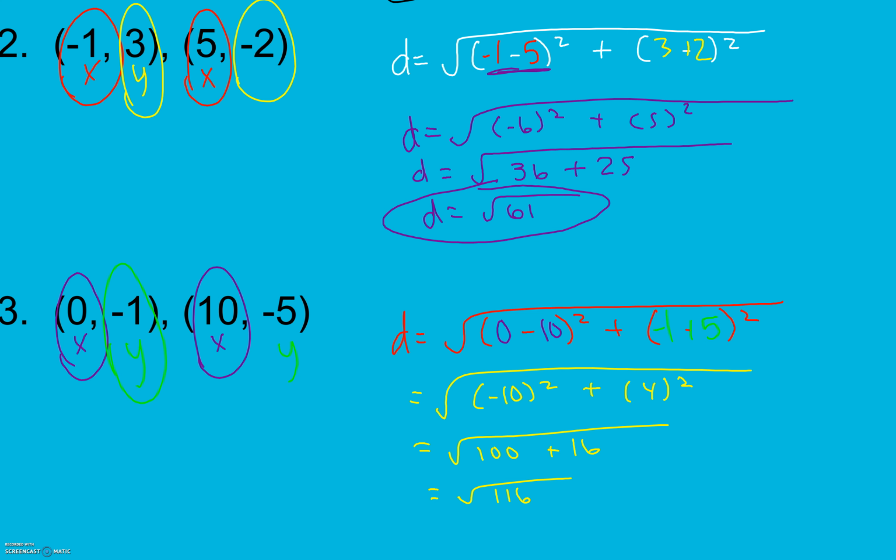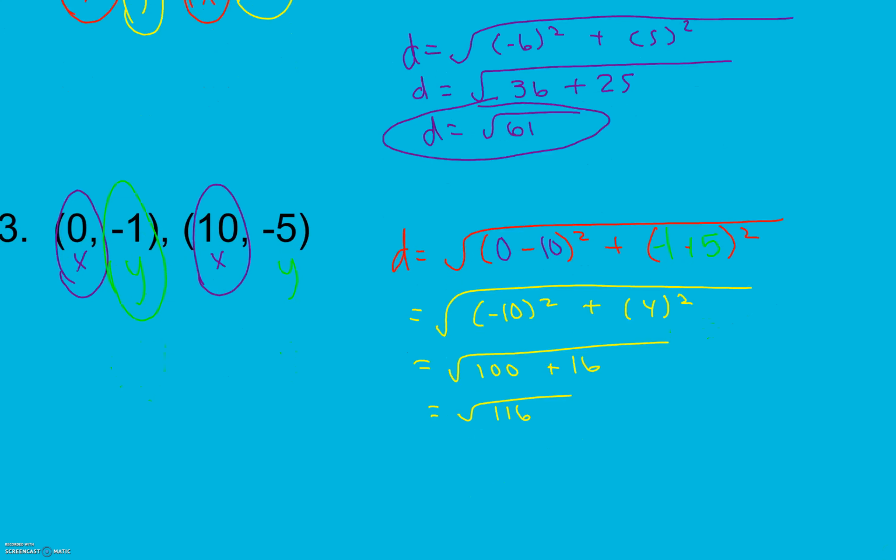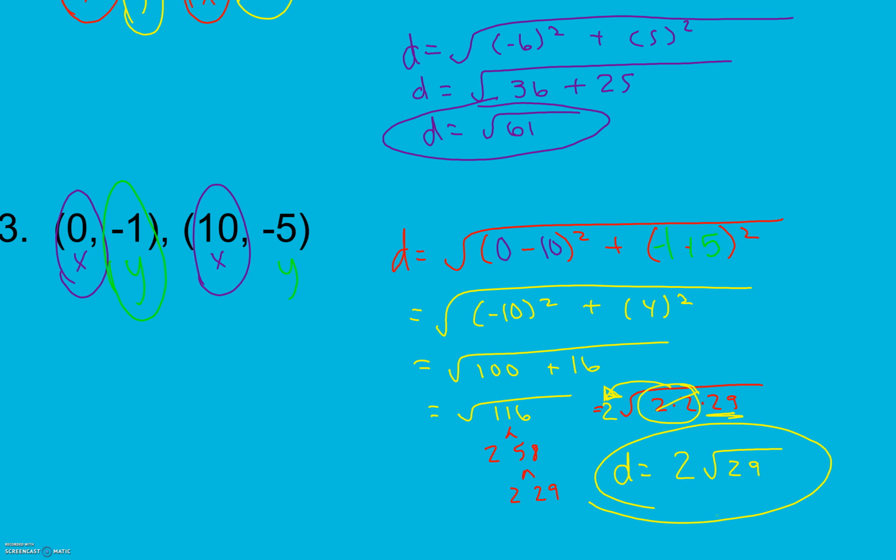And keep in mind, we want to try and break it down if we can. So using my factor tree here, I get 2 times 58, which is 2 times 29. So I get the square root of 2 times 2 times 29. I have a pair of 2's, so I'm going to take that pair out as a 2, and now it's not inside anymore. So d equals 2 times, all I have left inside my square root is the 29. And that's our answer in simplest form.